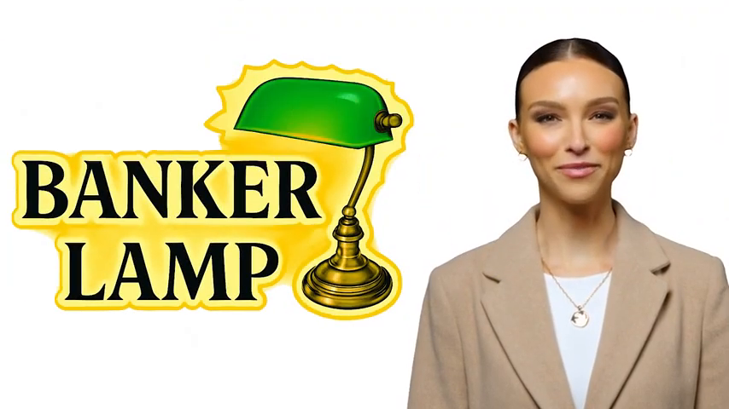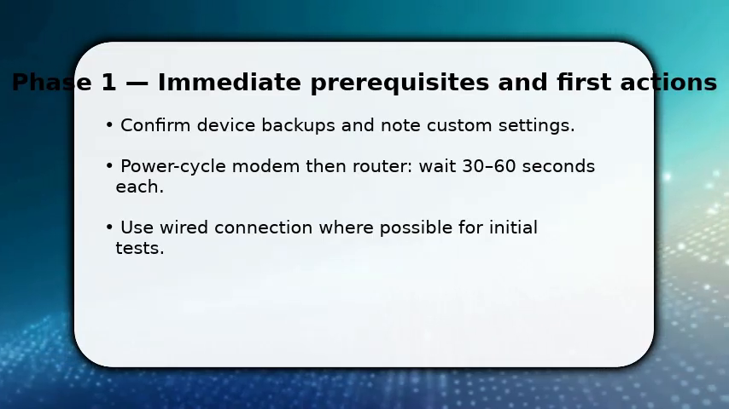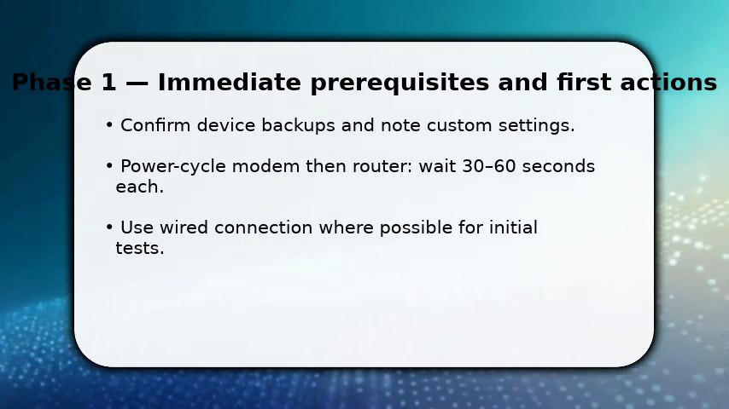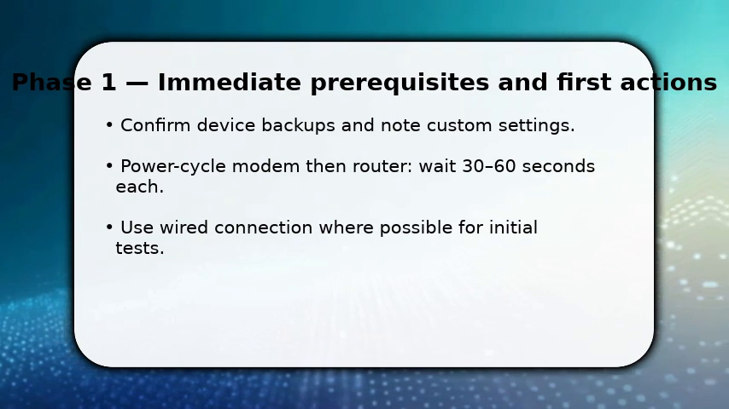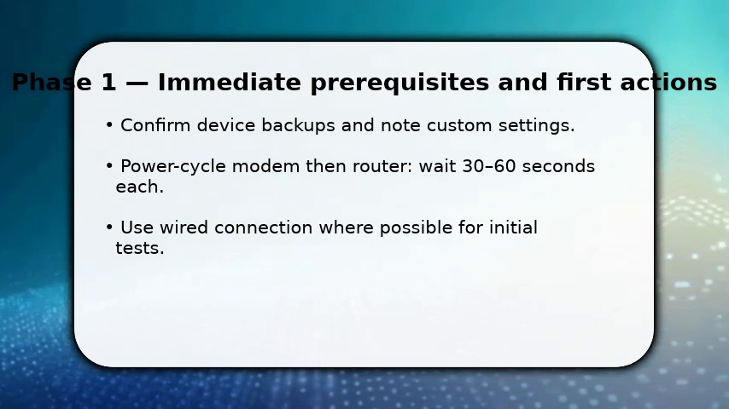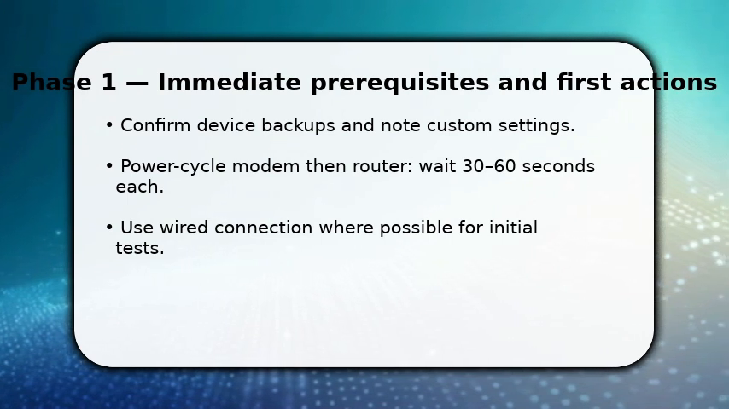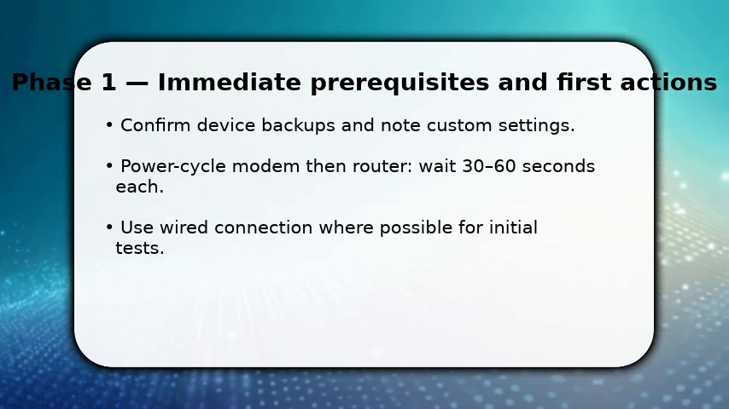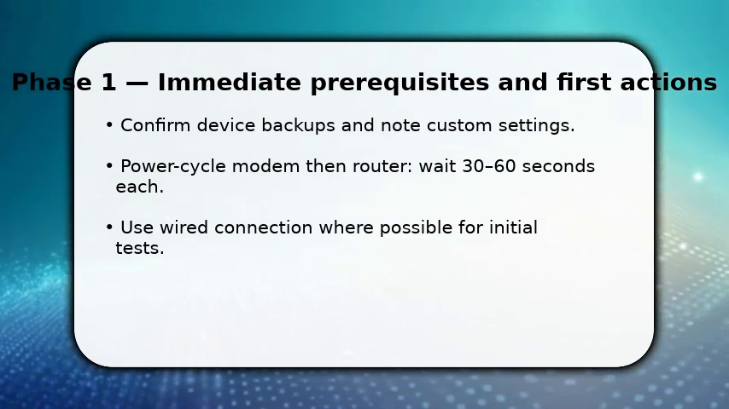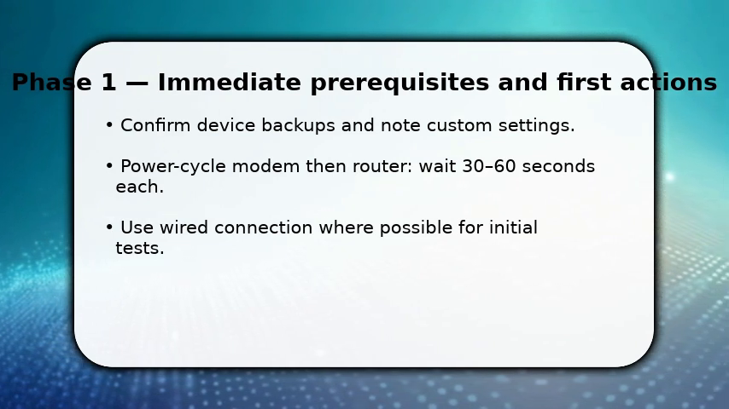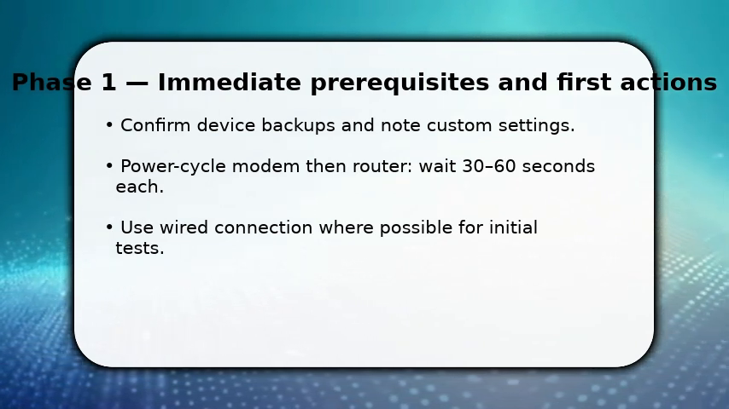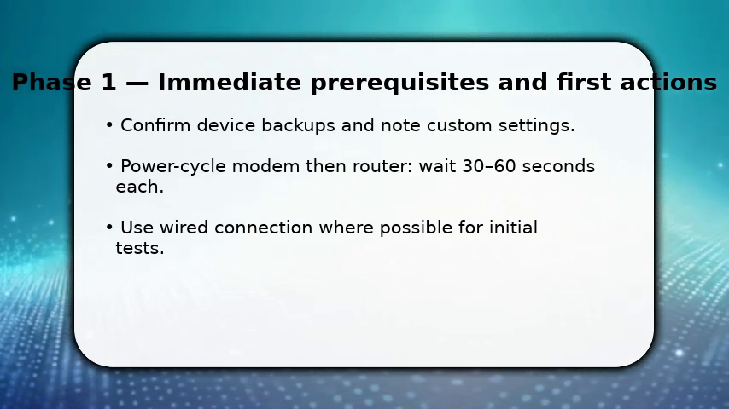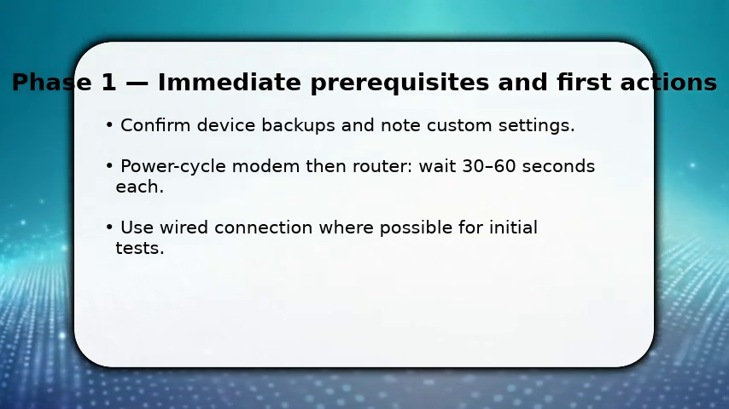Please enjoy the video. You start by preparing. Back up any configs and note important settings so you can restore them later. Next, power cycle the modem, then the router: unplug power, wait 30-60 seconds, and plug back in. This clears transient faults. Once done, connect a single device with an Ethernet cable to reduce variables and check link lights and IP assignment. If the device still shows no connectivity, keep the modem and router logs or LEDs in view to guide the next steps.